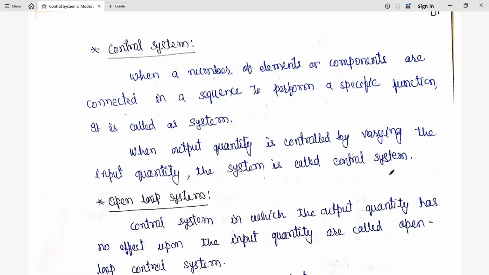And followed by we'll see the electrical system model, how we can write it with the help of transfer function. Those are the things we are going to see.